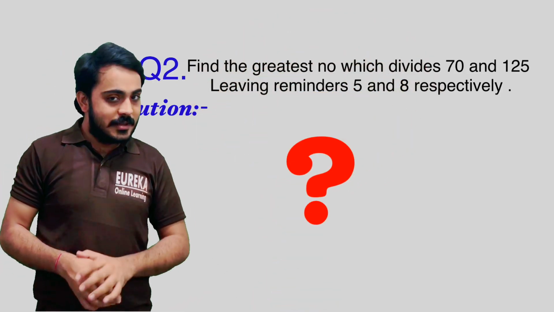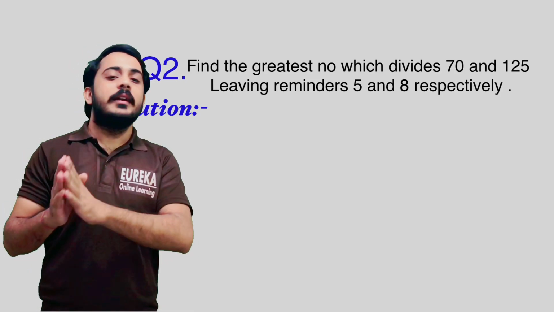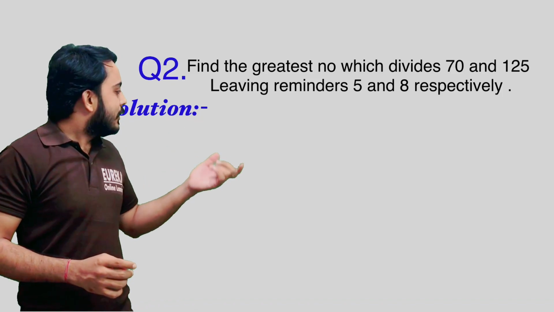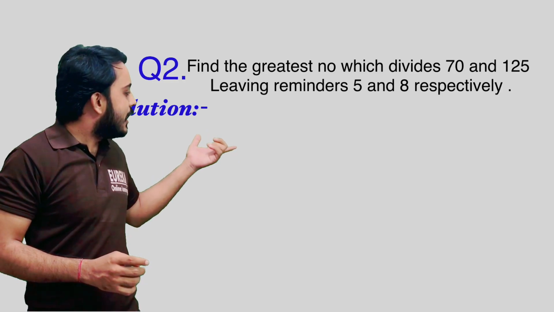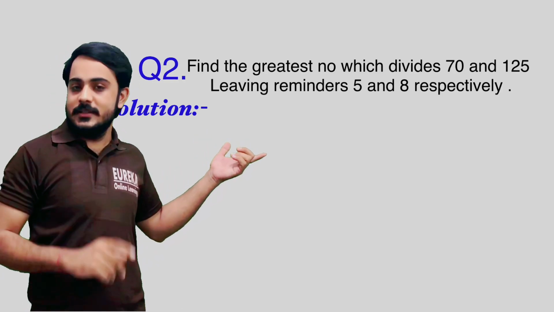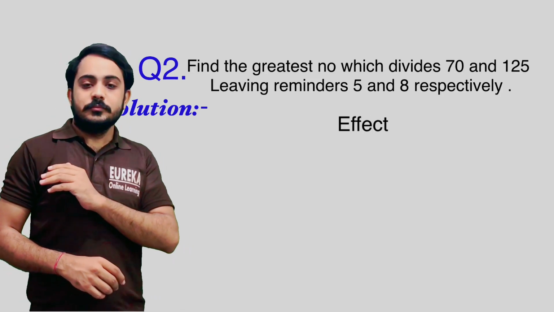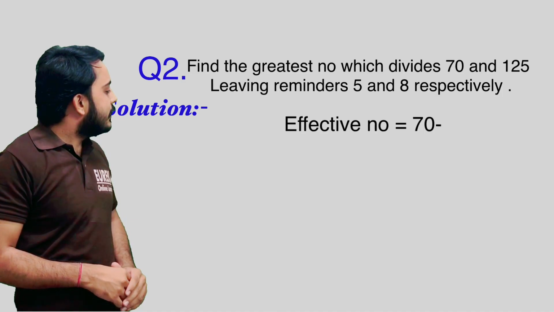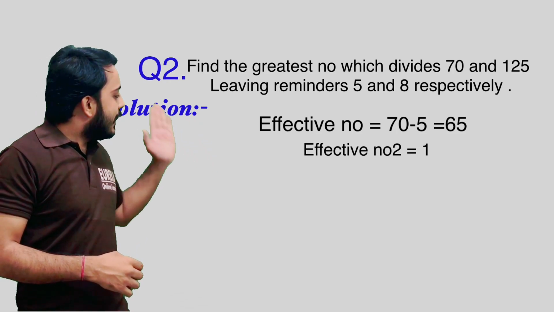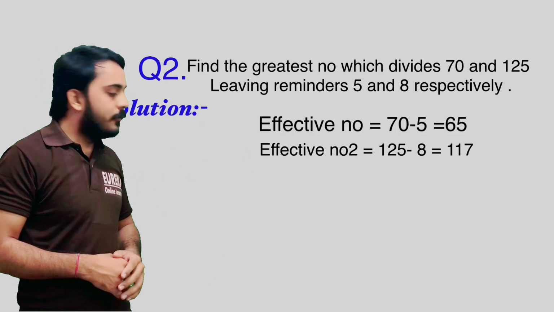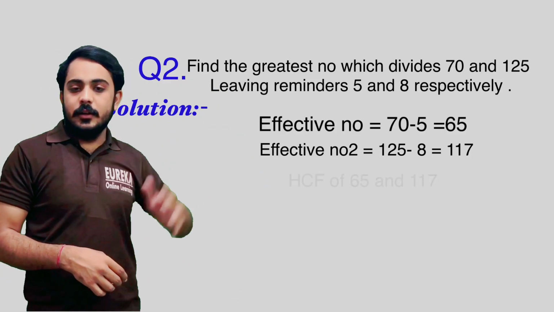So what do we do in this case? We subtract these remainders from the given numbers, and after that we find the HCF of the results. Wherever we see the language "find the greatest number" in any question, we find the HCF. First we subtract 5 from 70 and get 65, and then subtract 8 from 125 and get 117. Now we find the HCF of 65 and 117.